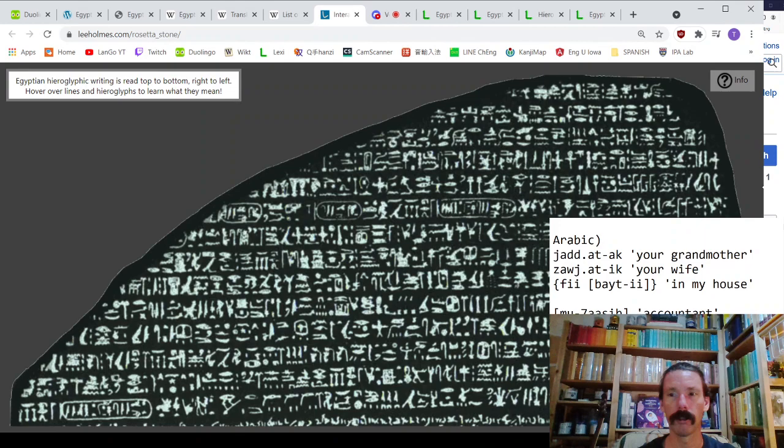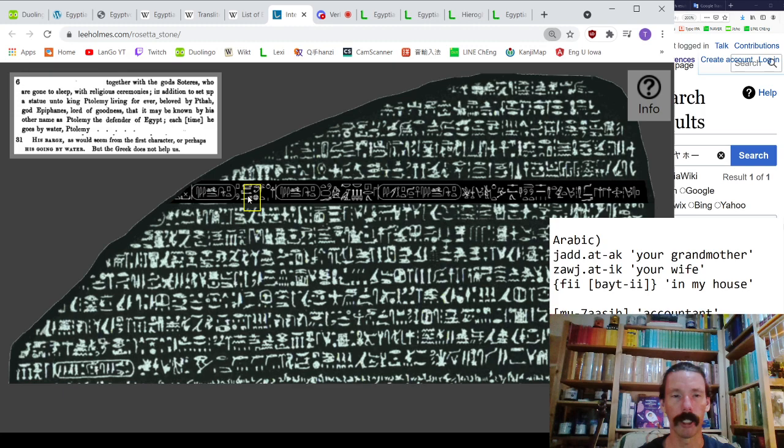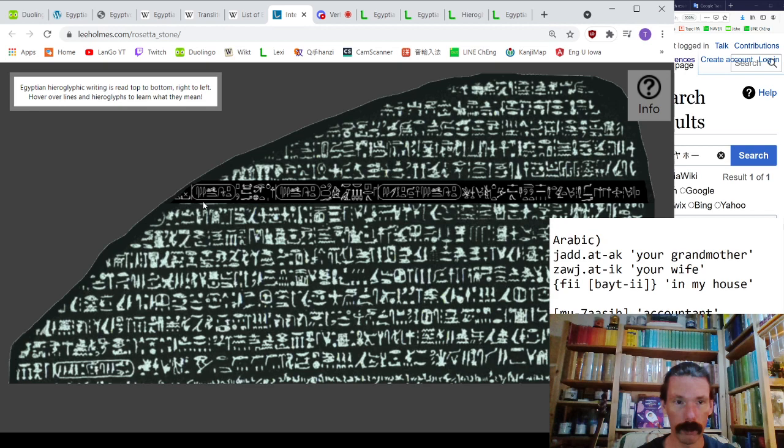Is it Control Plus? But no, it doesn't, because it's an image. Alas. So let's see. Yeah, it does digitally hover over it. All right. So can you read what's in any of the cartouches?